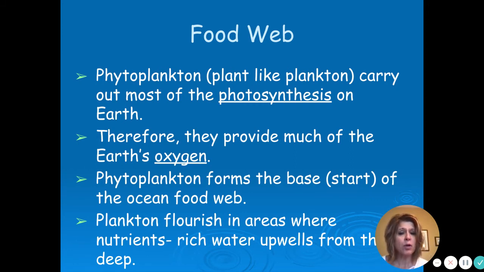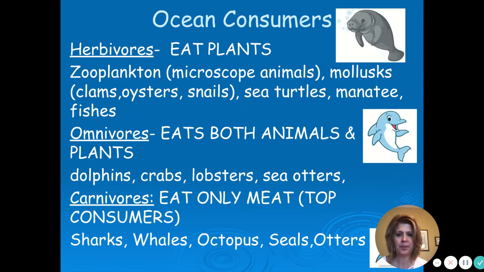Phytoplankton forms the base, or the start, of all food webs and food chains. Plankton flourishes in areas where the nutrients are rich, and there is upwelling from the deep areas. It is where the sunlight zone is, where there's plenty of sun for photosynthesis to take place. We're reviewing again. Ocean consumers, herbivores, eat plants.